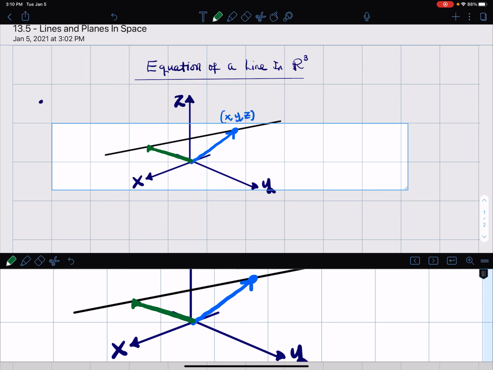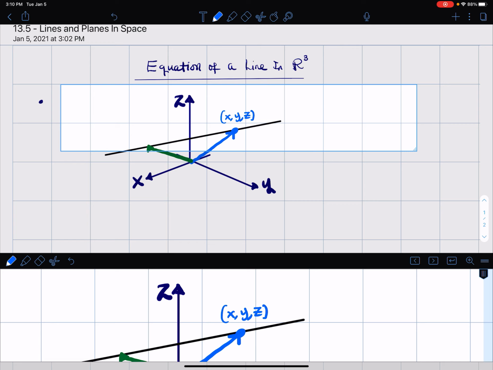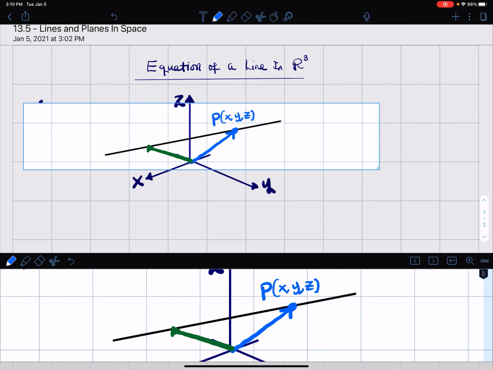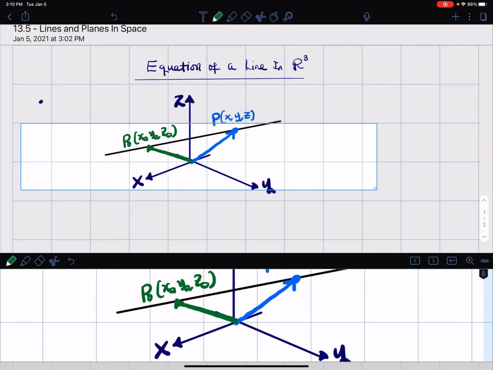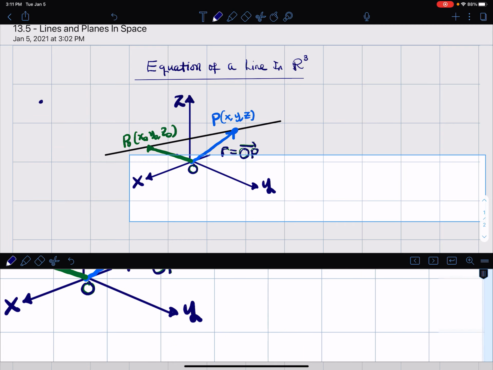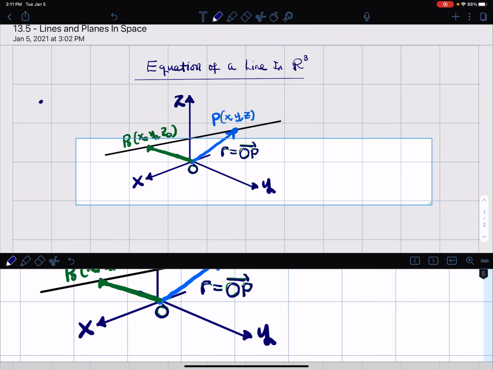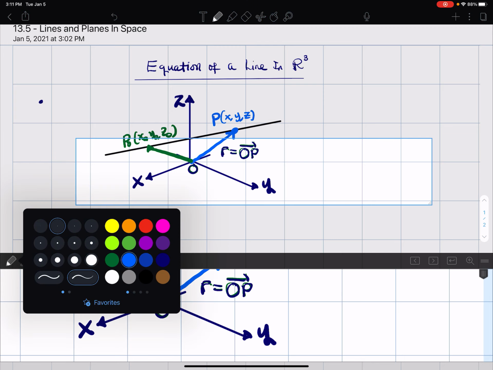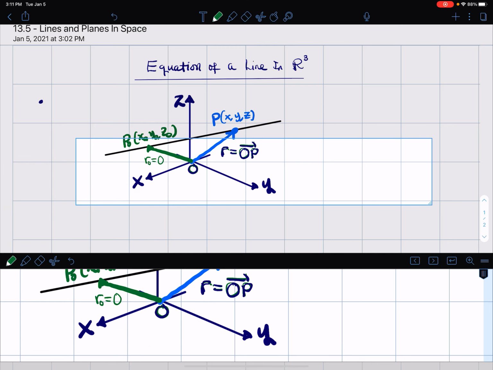I'm going to call this point P. And I'm going to call the green point P naught, x naught, y naught, z naught. So I'm going to call this vector r. r is OP. Where is O? This is O. Let me write this in blue. It's obvious why it's OP. And then r naught is OP naught.